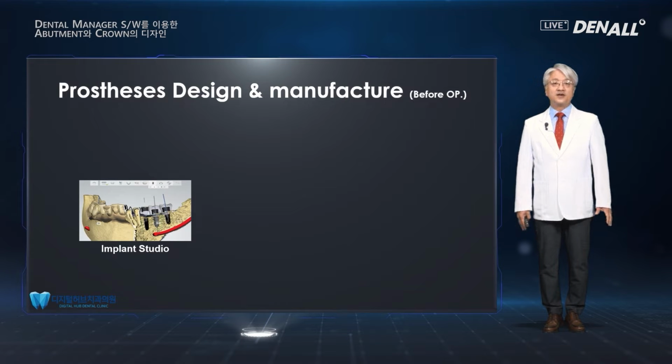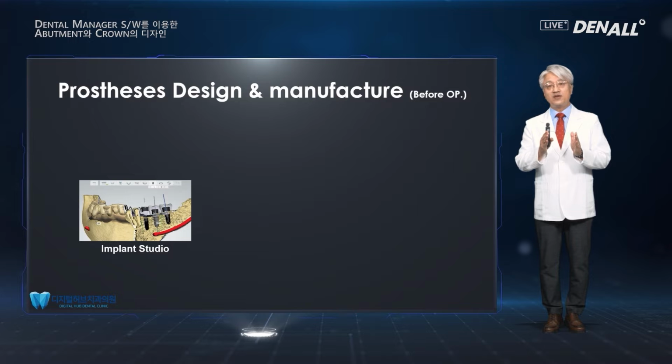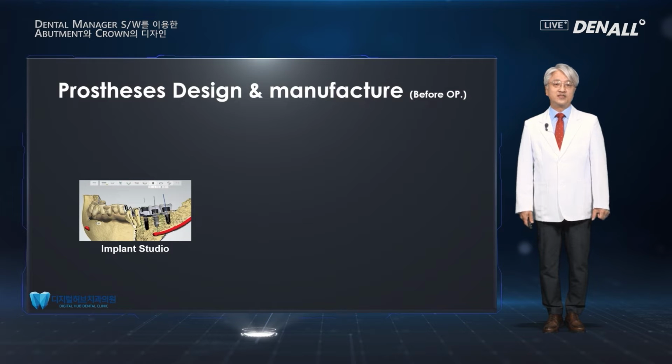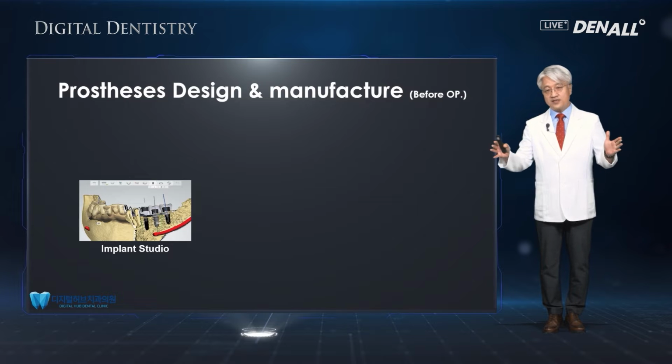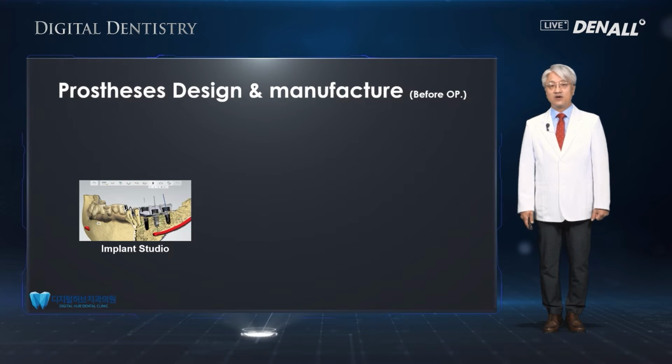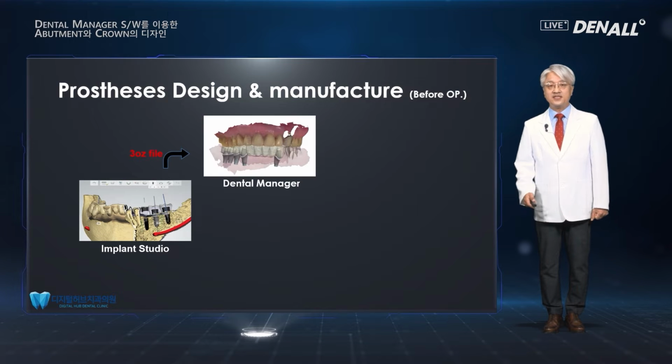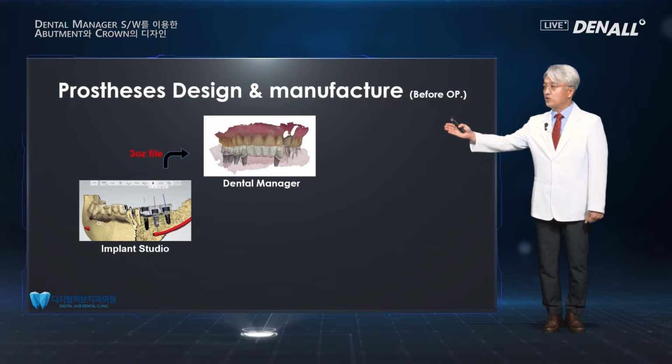In the previous lecture, I talked about how prosthesis can be fabricated with the implant coordinates determined in the Implant Studio. If you look at the 3Shape company's Implant Studio, prosthodontic CAD software, and Trios oral scanner, it is a total solution where software is connected with each other and files can be moved between them to design. Among them, I believe a 3OG file is a very useful format.